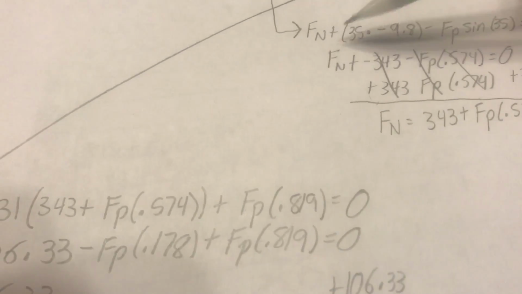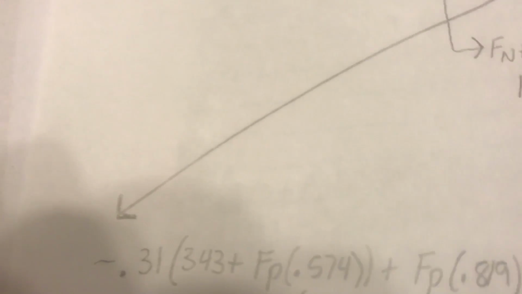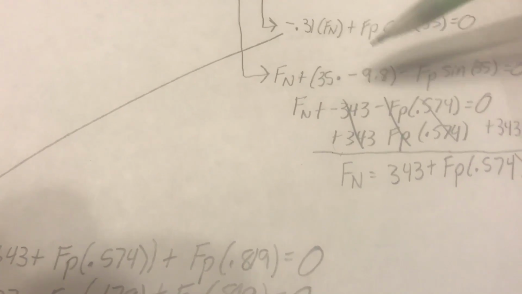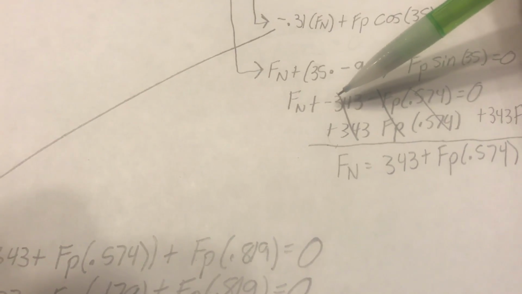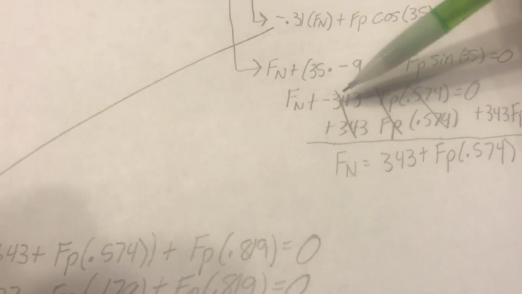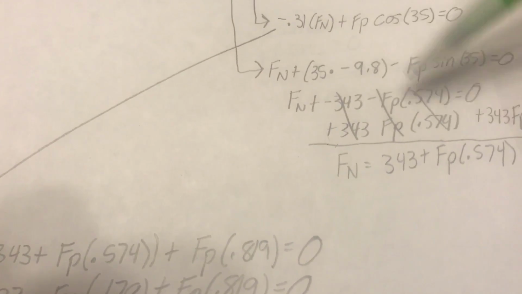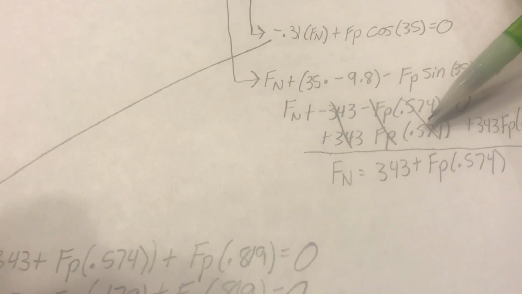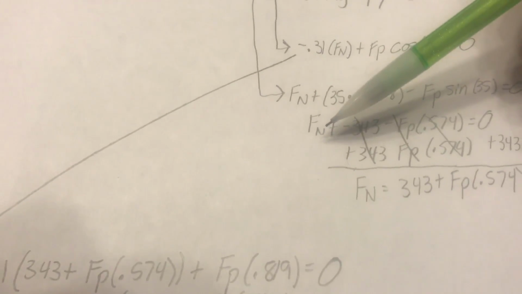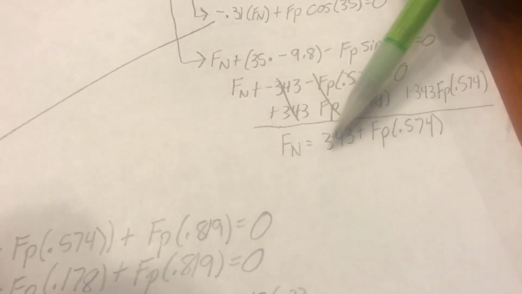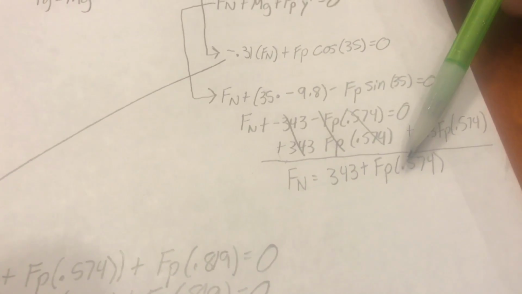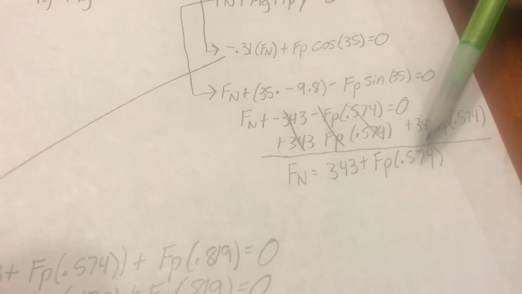So then, after I distributed, I added 343 to both sides, added F_P times 0.574 to get F_n by itself, which gave me 343 plus F_P times 0.574.